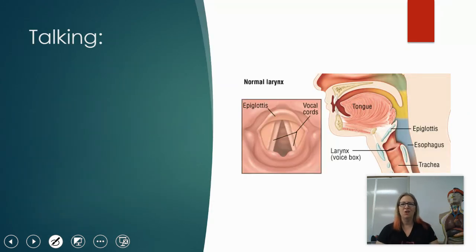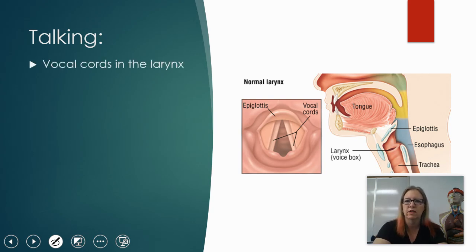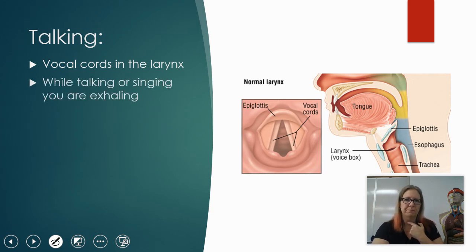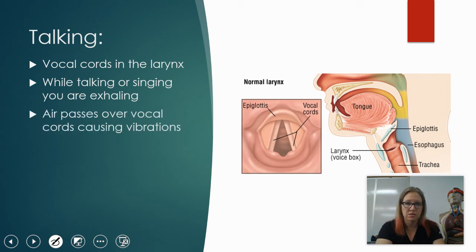All right, now let's talk about talking. You have these vocal cords inside your larynx. If you feel, as you're talking, you can feel something moving up and down. Boys, if you're already going through puberty, your Adam's apple is going to start to stick out a little bit. That's your larynx. That's where your vocal cords are. Okay. And while you're singing or talking, you're constantly exhaling. You're pushing air over those vocal cords, and it causes a vibration.